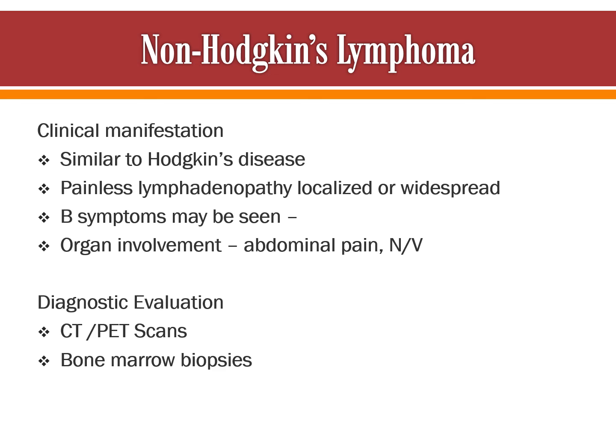Okay. Your clinical manifestations are similar to Hodgkin's disease, so nothing different there. So painless lymphadenopathy, localized or widespread in some patients. B symptoms may be seen. B symptoms are more so in Hodgkin's lymphoma, it's what the literature is saying, but in maybe a third of the patients with non-Hodgkin's, they may also have B symptoms. Organ involvement, abdominal pain, nausea, vomiting goes without saying. This is cancer after all. Okay.